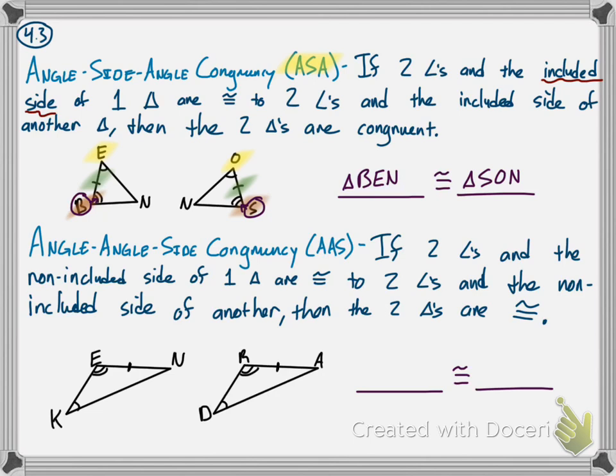And our final theorem for today, we have angle side. And this states if 2 angles and the non-included side. So we've been working with included, now we're talking about the non-included side. So 2 angles and the non-included side of one triangle are congruent to 2 angles and the non-included side of another, then the 2 triangles are congruent.